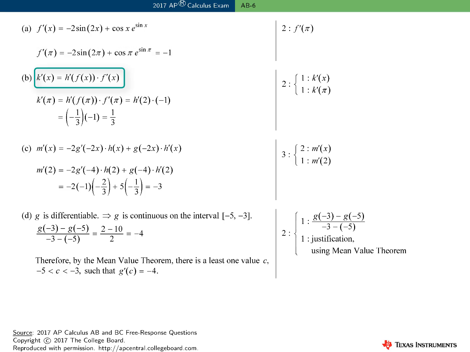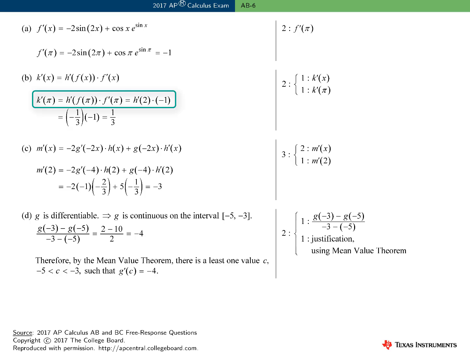Part B was also worth 2 points, and a reasonable way to start this problem is to first find k prime of x. In order to find this derivative, we'll have to use the chain rule. Then we'll have to evaluate k prime at pi.